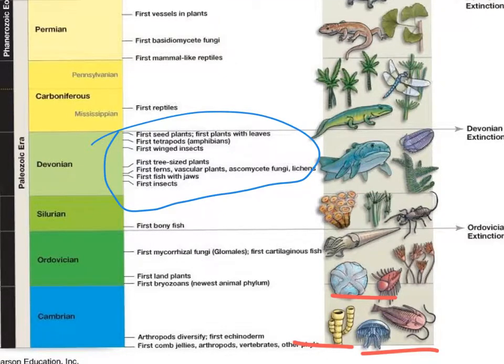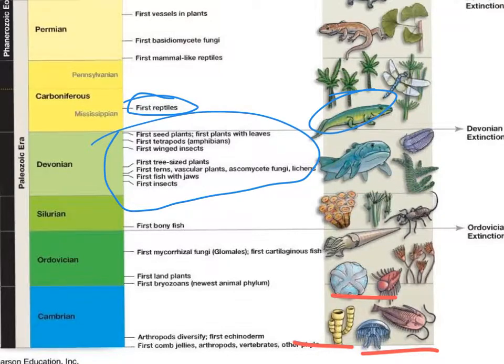First seed plants, in other words, plants that actually made seeds instead of using spores, and they actually had leaves to use for photosynthesis. During the Mississippian, in the Carboniferous, the first reptiles have evolved. And these reptiles were actually the first that had an amniotic sac around the egg.